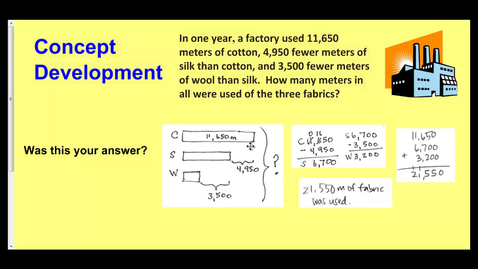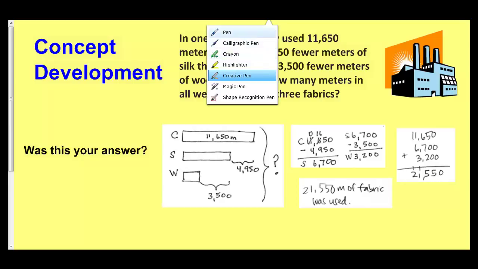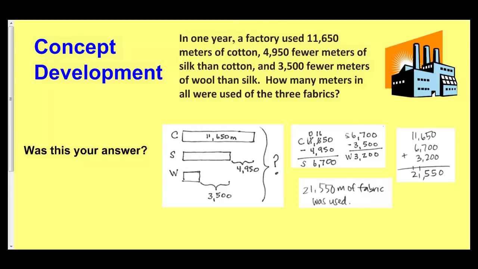Because I knew the cotton, if I took away the difference, I could find out how much silk there was, which was 6,700 meters. Once I knew that was 6,700, I could take away the 3,500, and I would know that there were 3,200 meters of wool. But notice that the question doesn't ask that. It asks how many meters in all were used. That's where this becomes multi-step, and why at the very end I had to go all the way back and add all of those answers together. That's where I got 21,550.